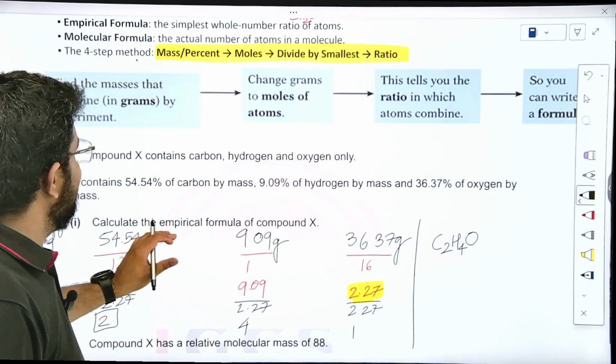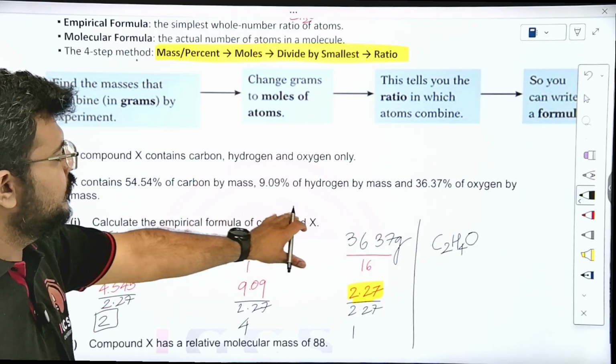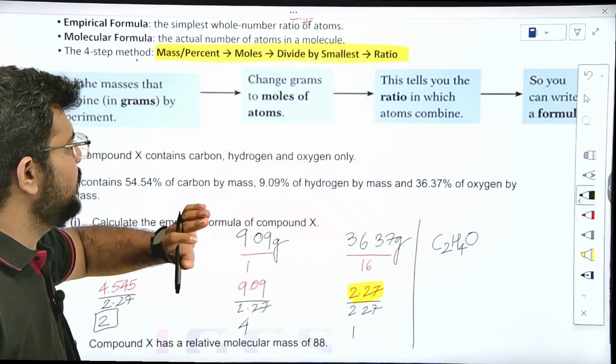So the question says, calculate the empirical formula of compound X. They have given you the percentage. So first is always present.